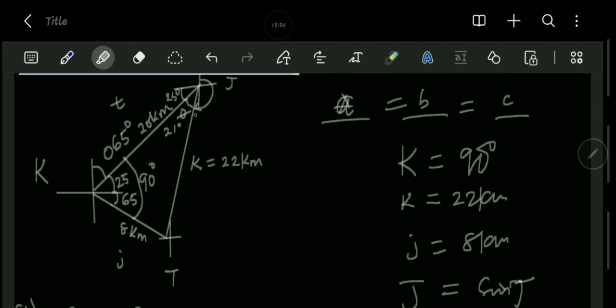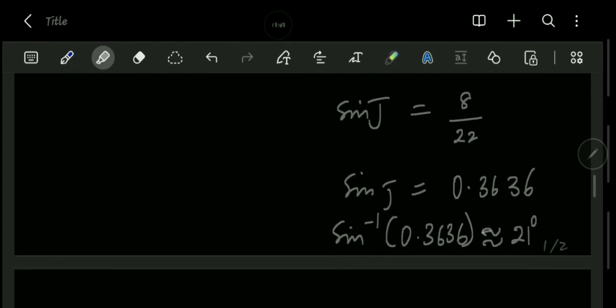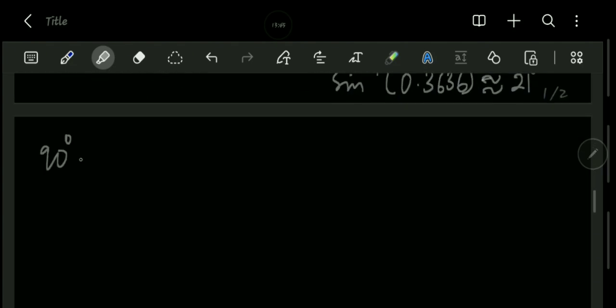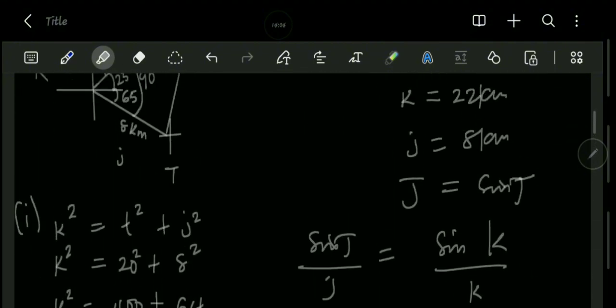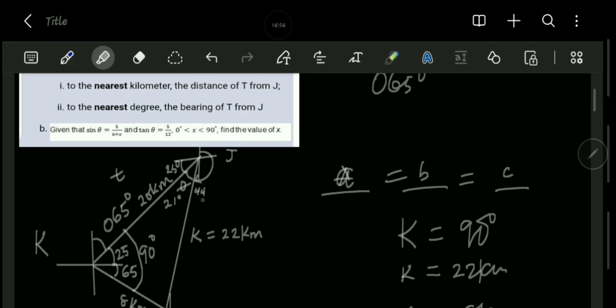To find the small angle found here, I just add 25 plus 21 and subtract from 90, and I get what's left over here. So I have 90 degrees minus 25 plus 21 degrees. That implies I will have 90 minus 46. When you subtract this, you have 44 degrees, which means the little angle I have here is 44.